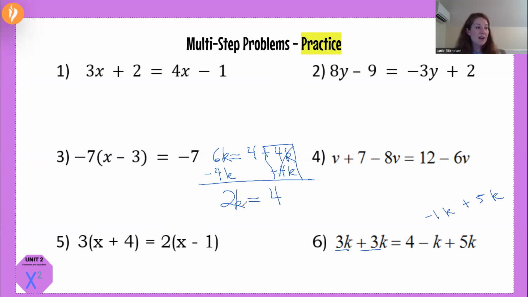I want k by itself. So the opposite of times 2 is divided by 2. Divided by 2. And our final answer is k is equal to 2. I hope you guys got them right. I hope that made sense.